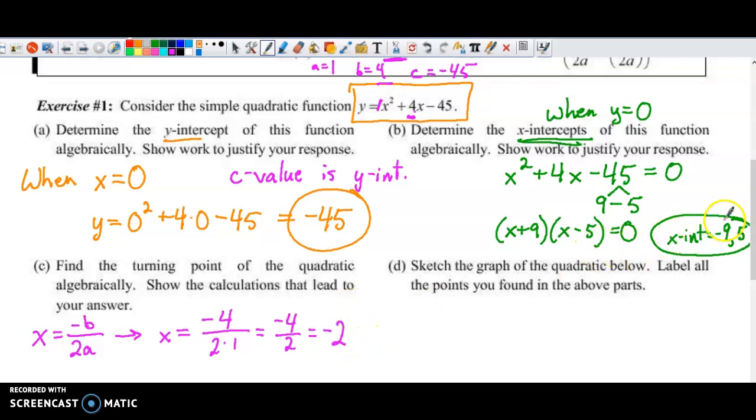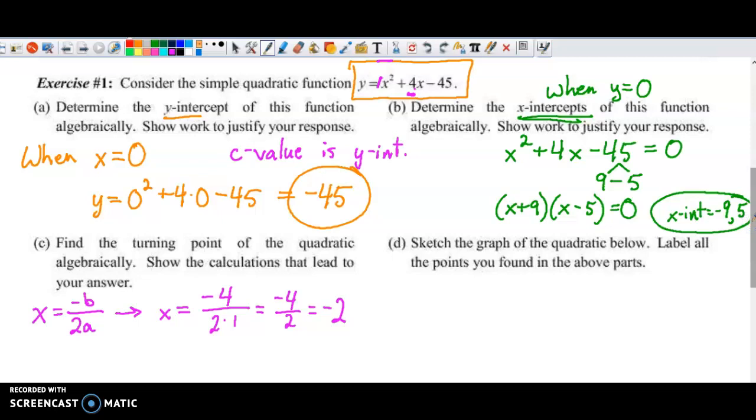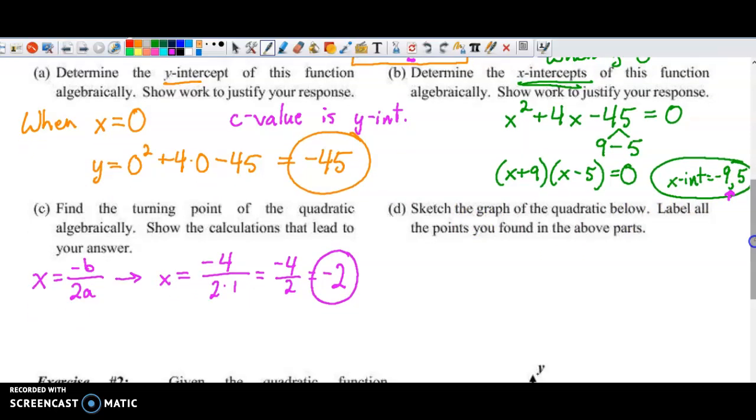Before moving on to the y value, I just want to point out that this x value has to be halfway between these two x-intercepts. I think that will make sense when I get to sketching the graph in a second. But you're not quite done, because you also need to find the y value for the turning point. Remember, a point has an x and a y value. I call it the vertex, though.